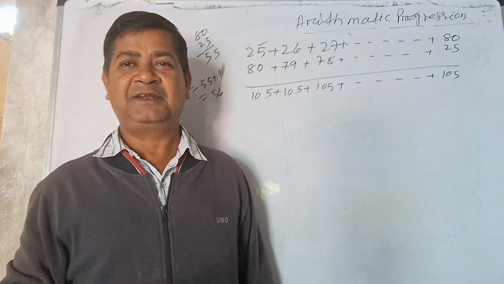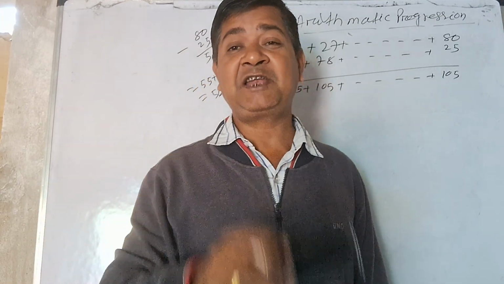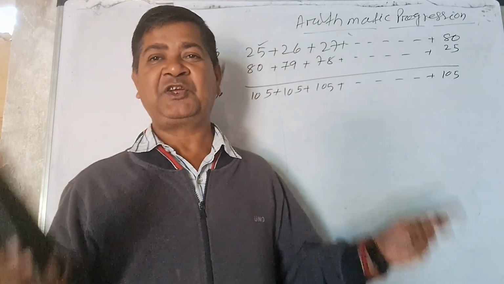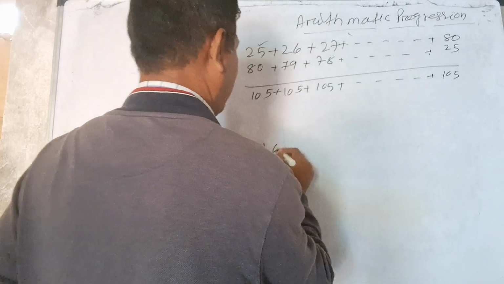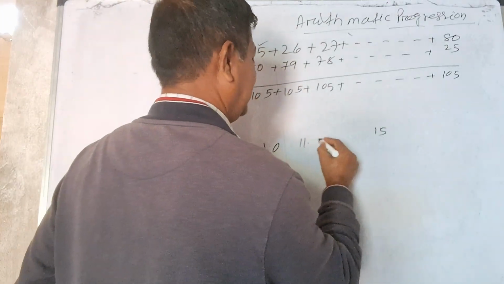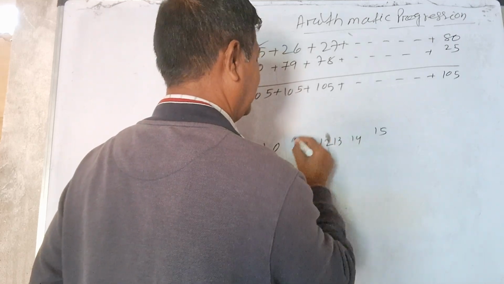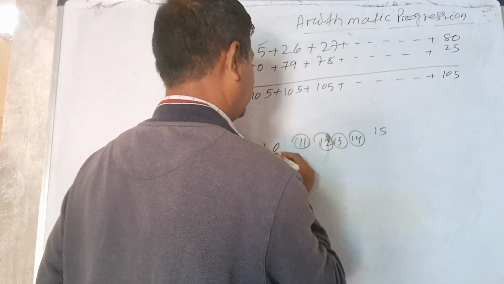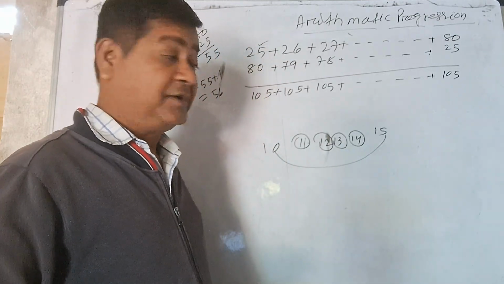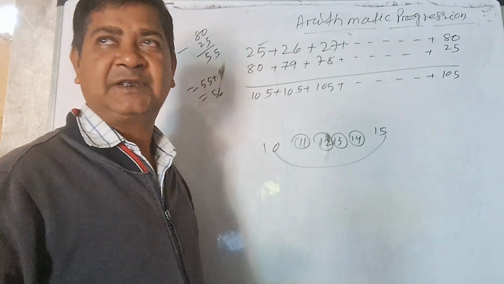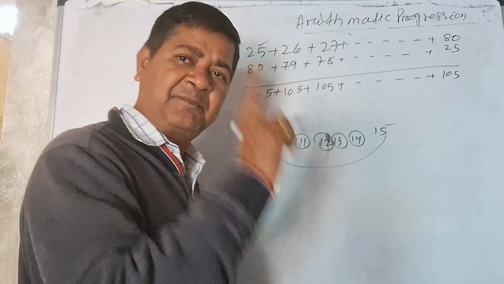In between means you will not count 10 and 15. The numbers in between are 11, 12, 13, 14. Only 4 counting numbers are in between 10 and 15. But from 10 to 15, you will count both 10 and 15, because you are starting from 10.